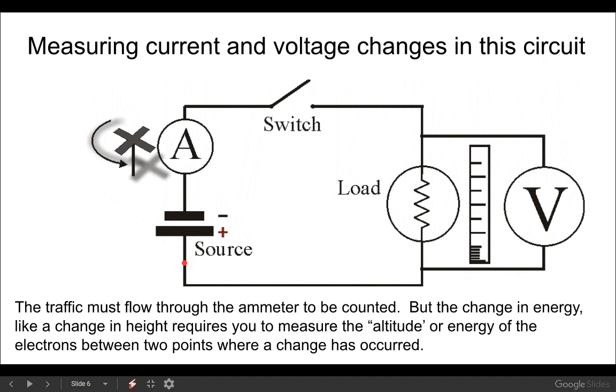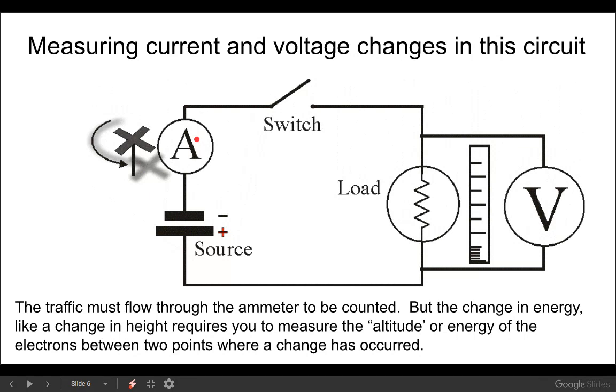Now, what if we were to measure current and voltage change through this circuit? Well, let's see. To measure the traffic, we have to put a meter in the circuit itself, in the actual flow, and the electrons will push it like a revolving door. And unlike little children, they won't keep going around in a circle. They'll go through, flip it, and keep on going.